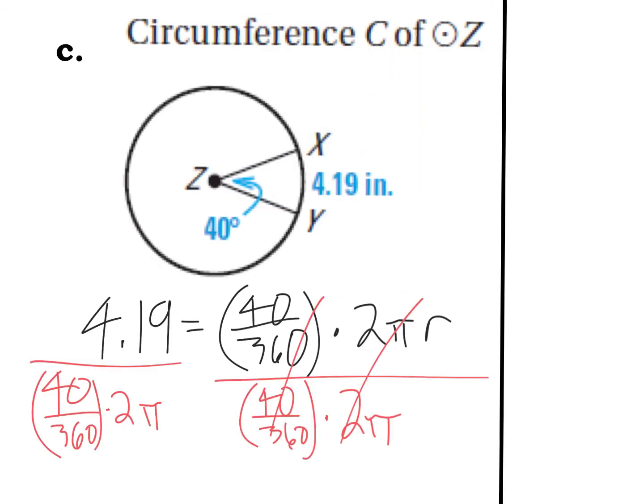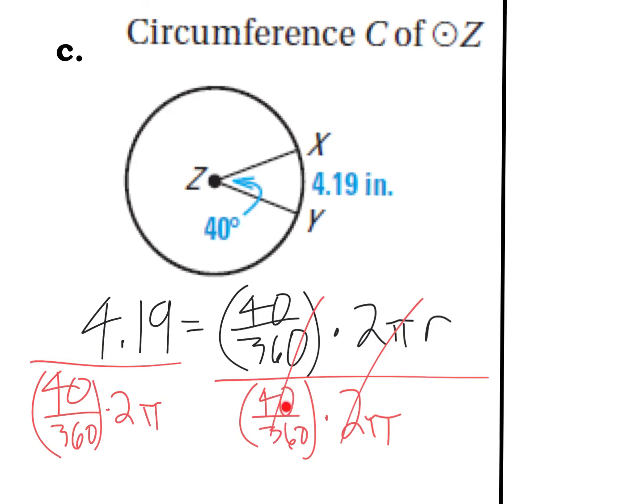And on my final example here, we're going to have to work backwards. I'm given the arc length as 4.19 inches. So therefore, it's going to say 4.19 equals, and then just plug in everything you know. I know that this is 40 degrees, so I'm going to do 40 over 360 times 2 pi r. So really what I don't know is the radius. I don't know what ZX or ZY is. So divide everything out that you know.